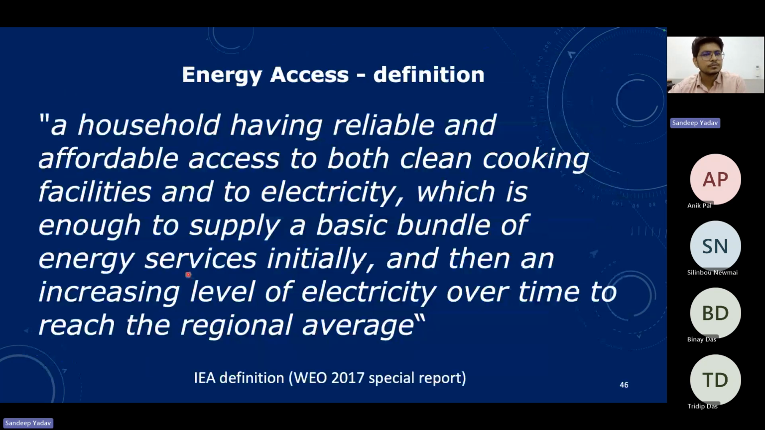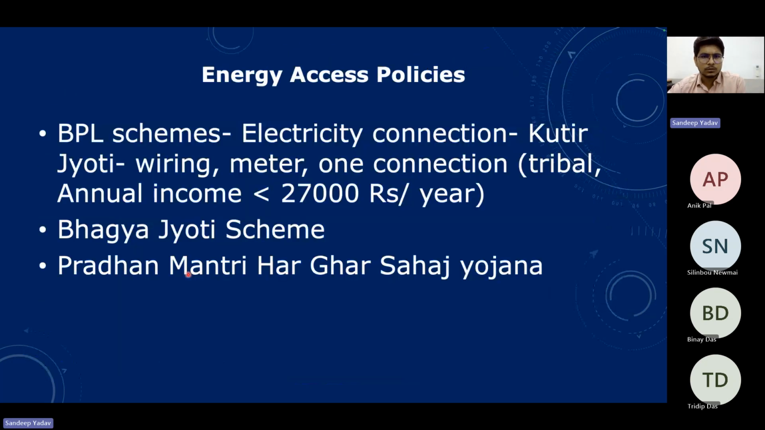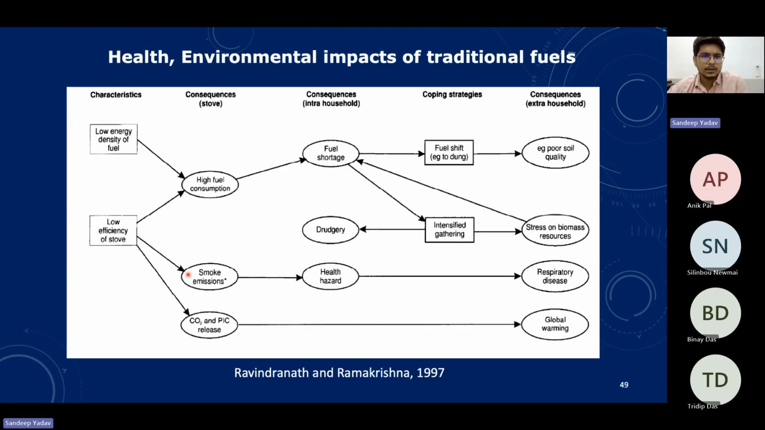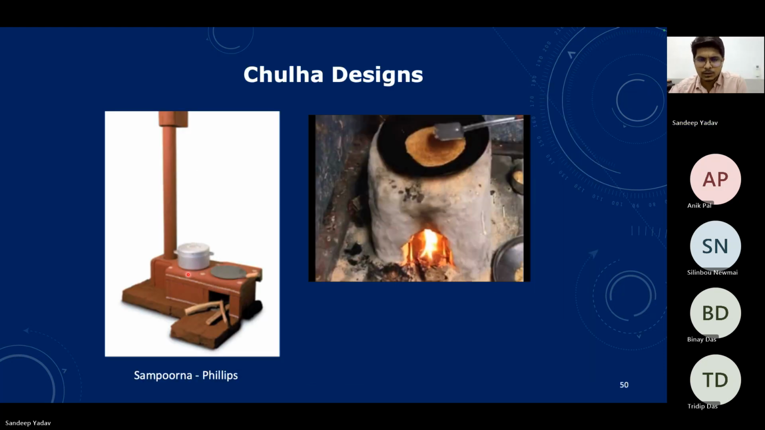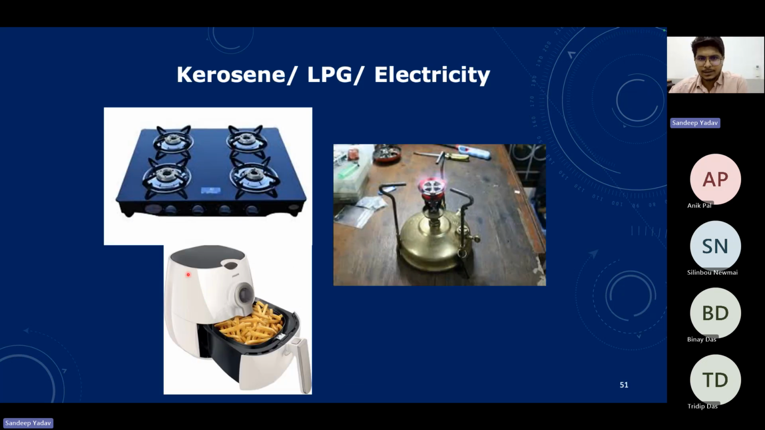Coming back to energy access policy: the BPL scheme, electricity connections, Saubhagya scheme, Pradhan Mantri Har Ghar Sahaj Yojana. These are a few policies related to health, environment, and the impact of traditional fuels. Studies have been done comparing the different fuels, like kerosene, LPG versus electricity-based ones, the latest being air fryers.